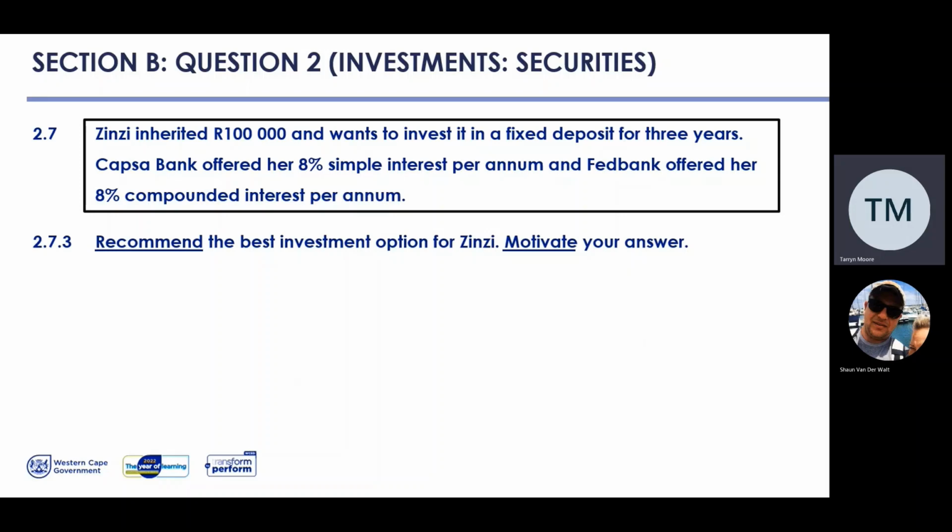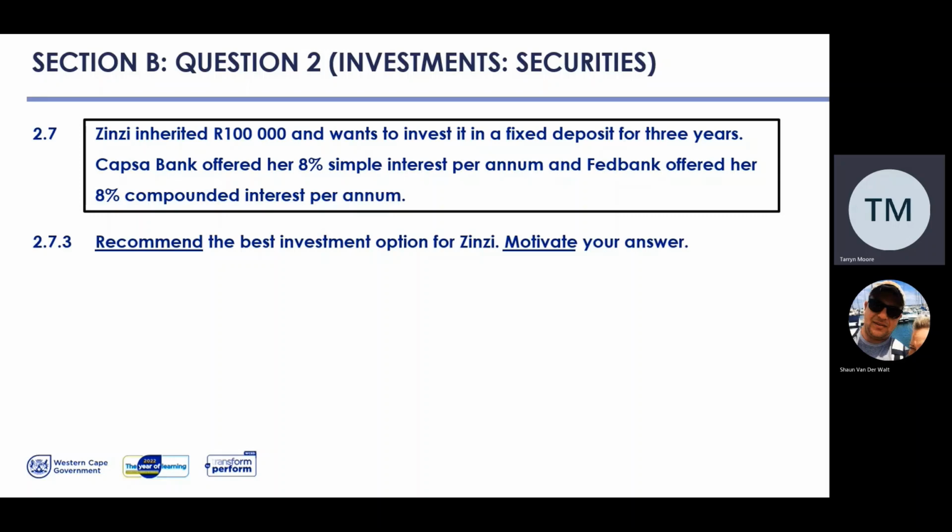Once we've calculated the interest, bet your bottom dollar that you are going to have to say which is the better investment option. Now, grade 12s, if you know the difference between compound and simple, then you're going to know that compounded interest is usually your better option. Why? Because it takes previous years of interest into account. You need to recommend, in your opinion, based on calculating your simple and your compound, which is going to be the better investment option to choose.